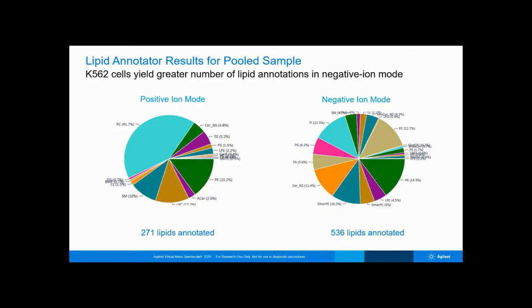We were a bit surprised to see the larger number of annotations in negative ion mode compared to positive. This is in contrast to plasma and liver tissue extracts where we've seen a larger number observed in positive ion mode. I would speculate that the low number of neutral lipids in cells and the large diversity of phospholipids contribute to the differences we see here.